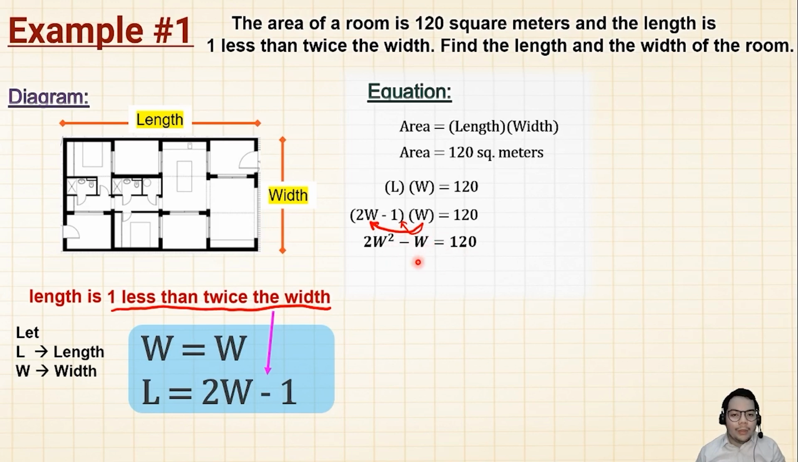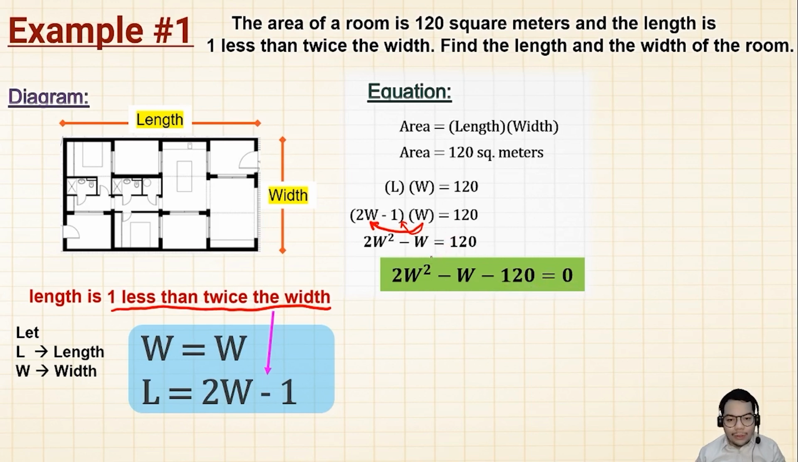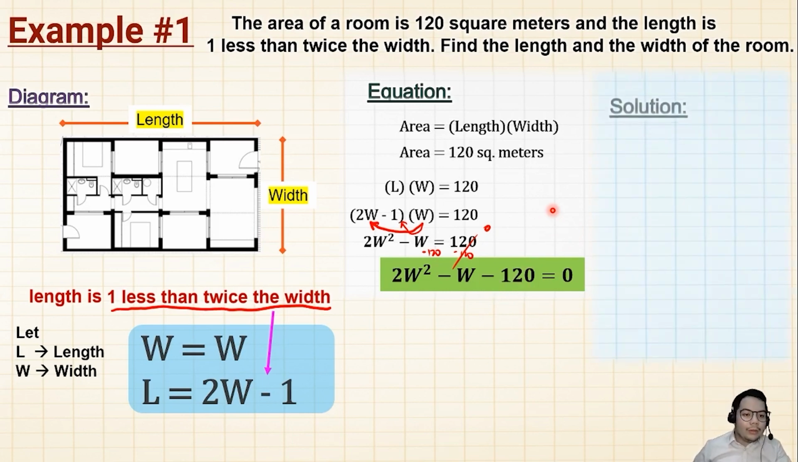So, from that, pwede pa nating maayos to para mas mukhang quadratic equation kasi kung titignan nyo, meron na tayong highest degree of the exponent which is equal to 2. So we can subtract 120 from both sides or we can transfer this 120 to the left side making it negative 120 so that our quadratic equation will look like this one: 2W squared minus W minus 120 is equal to 0. So ito yung sinasabi ko kanina, minus 120 for both sides. So this will become 0 kaya siya magiging negative 120 dun sa dulo. Gets po?